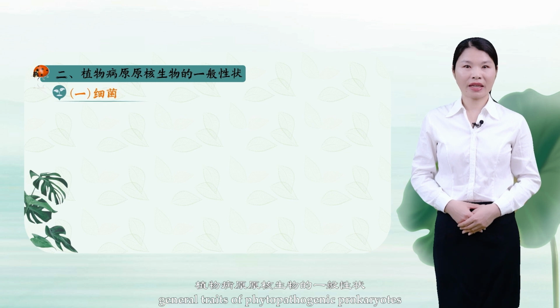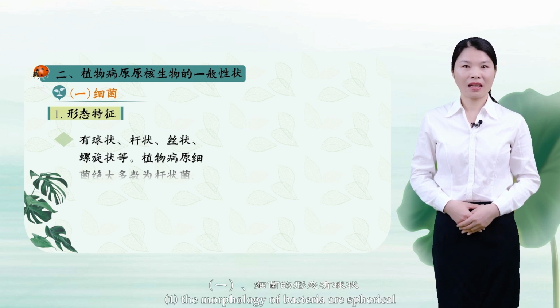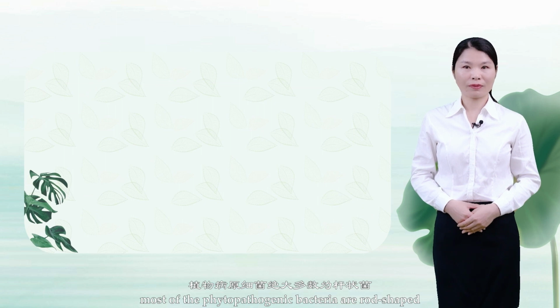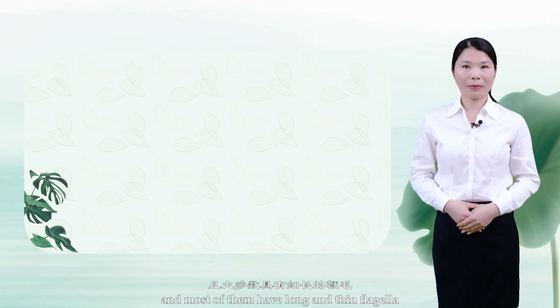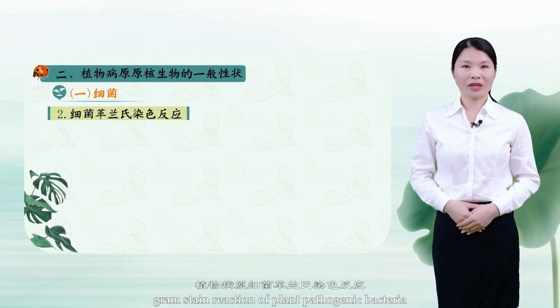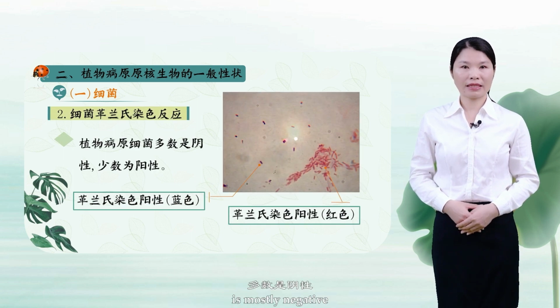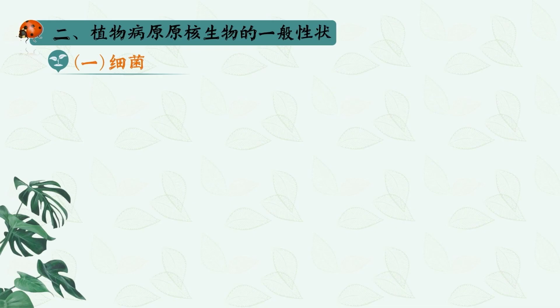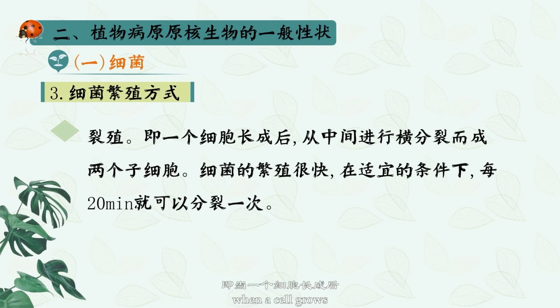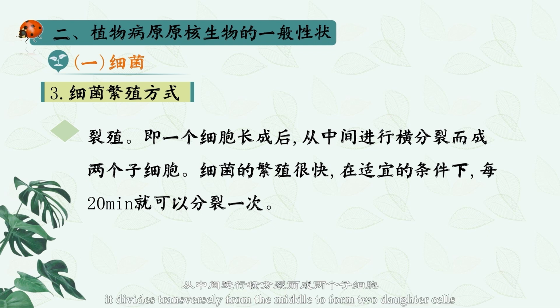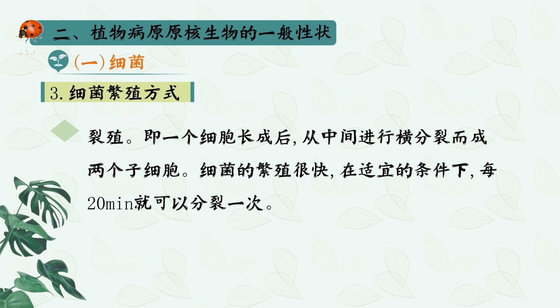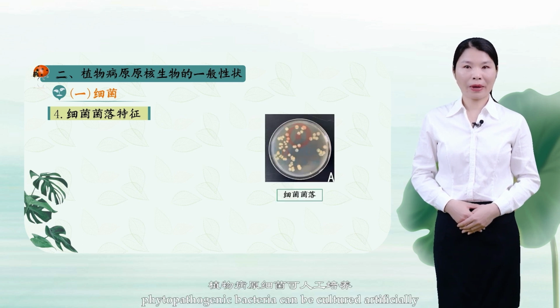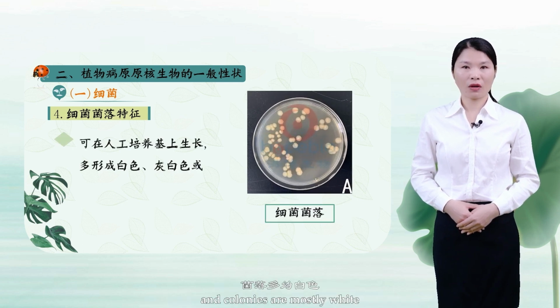General traits of phytopathogenic prokaryotes. 1. The morphology of bacteria is spherical, rod-shaped, filamentous, spiral, etc. Most of the phytopathogenic bacteria are rod-shaped, and most of them have long and thin flagella. The Gram-stain reaction of plant pathogenic bacteria is mostly negative, and a few are positive. Bacteria reproduce by fission. When a cell grows, it divides transversely from the middle to form two daughter cells. Phytopathogenic bacteria can be cultured artificially, and colonies are mostly white, off-white, or yellow.